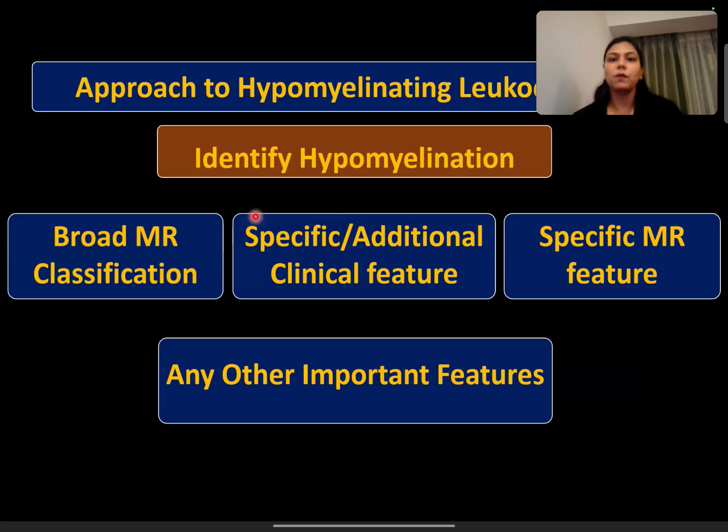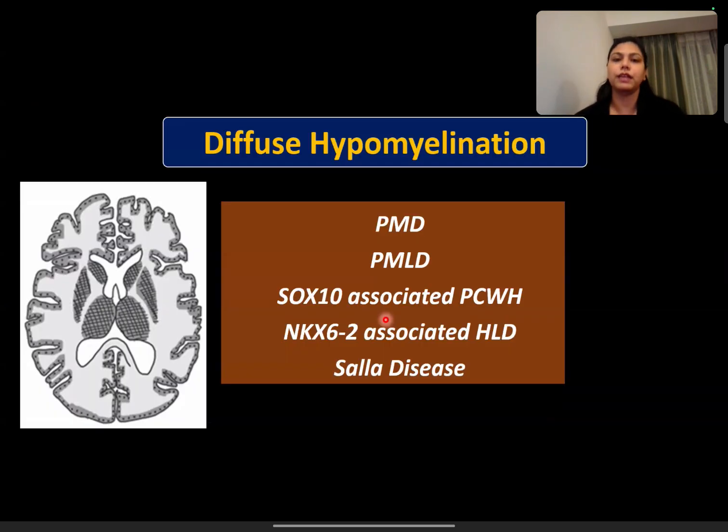cases. So now we had a brief discussion of what hypomyelinating leukodystrophies basically are, the clinical features, the pathophysiologies, and the MR-based pattern approach. Now we look at each of these approaches by seeing a few cases. Whenever we have a case, we have to identify hypomyelination. We'll give a broad MR classification, whether it is diffuse hypomyelination or hypomyelination with sparing of certain specific structures. We'll look at certain specific additional clinical features or MR features, and we should obviously know any other salient points of that disease. So beginning with the first pattern, that is diffuse hypomyelination.